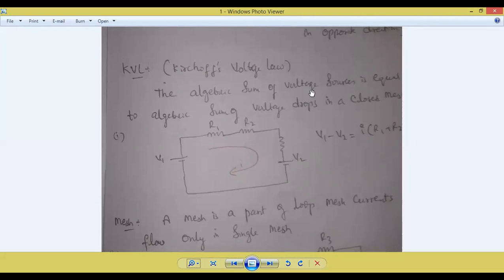Voltage source, another name is what? Anyone tell me? What is another name of voltage source? Battery. How many batteries are present here? 2. The algebraic sum of voltage sources is equal to the algebraic sum of voltage drop. What is voltage drop? Yesterday in those points I have given. Voltage drop means, according to Ohm's law, what is the formula for voltage? V is equal to I into R. All of you remember, what is the formula for voltage? V is equal to I into R.